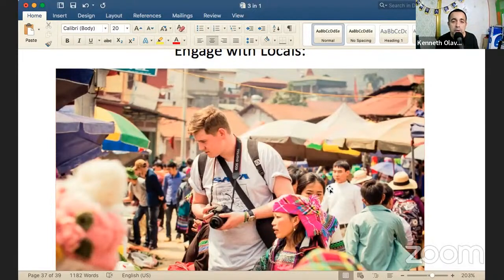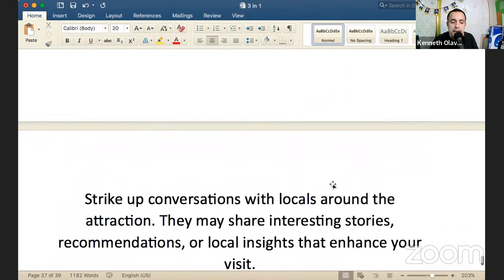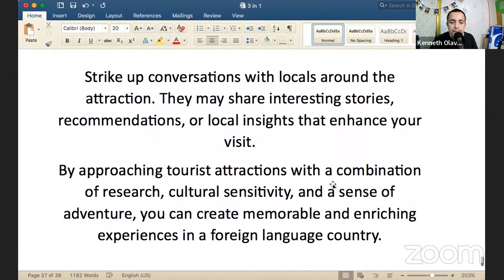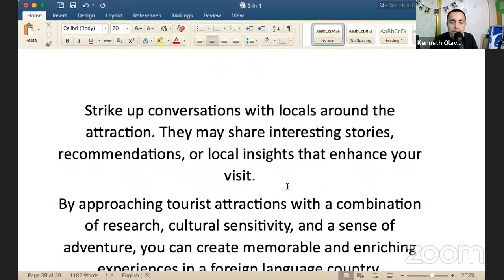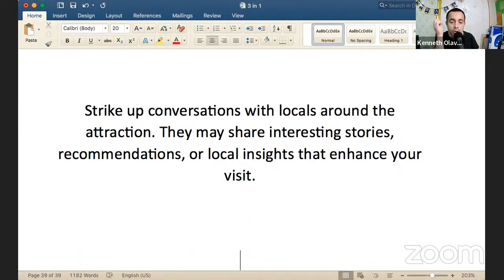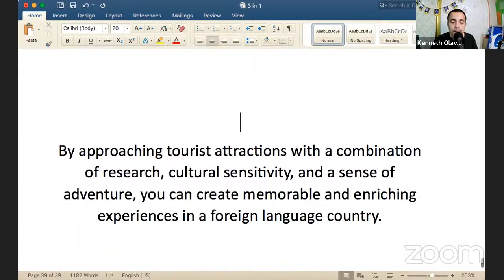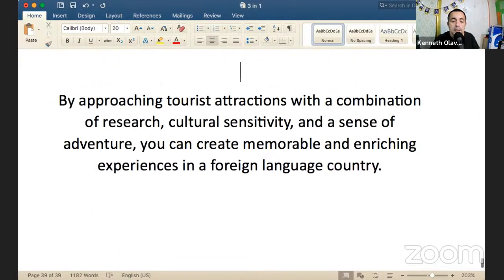But this is something that you might experience, and you can always find a polite way to answer without looking like an annoying tourist. So strike up conversations with locals around the attraction. They might share interesting stories, recommendations, or local insight that enhance your visit. By approaching tourist attractions with a combination of research, cultural sensitivity, and a sense of adventure, you can create a memorable and enriching experience in a foreign country.